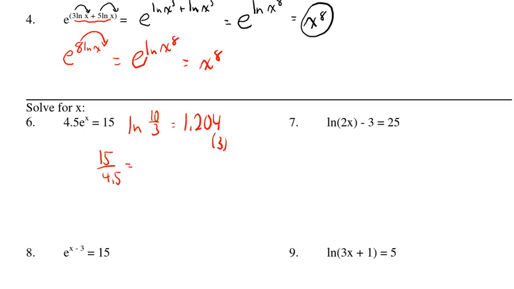What did you get for a formula for number 7? I got e to the 28th power over 2. Good. And the answer is 7.231 times 10 to the 11th. Good. 7.231 times 10 to the 11th.